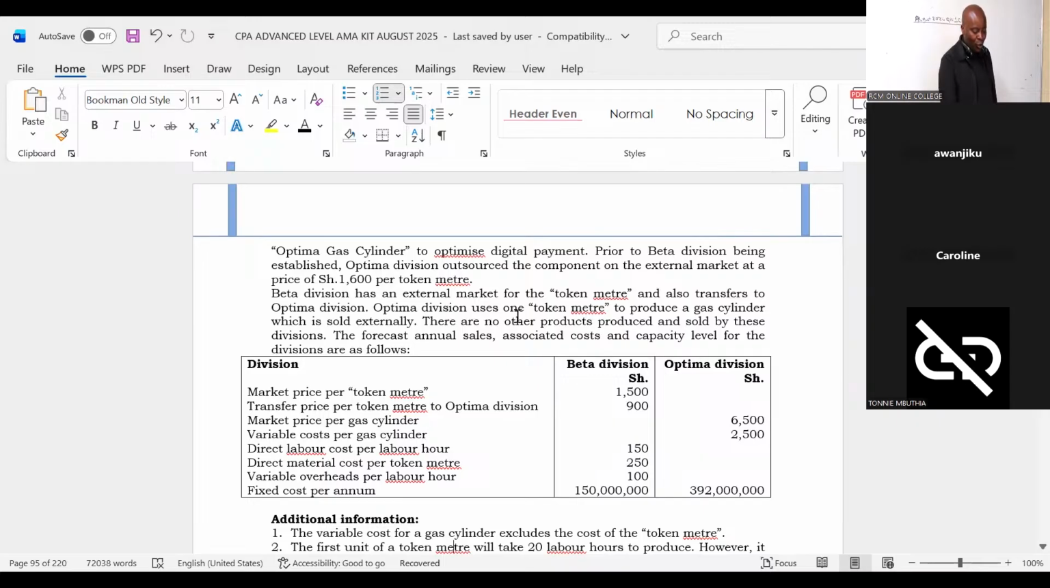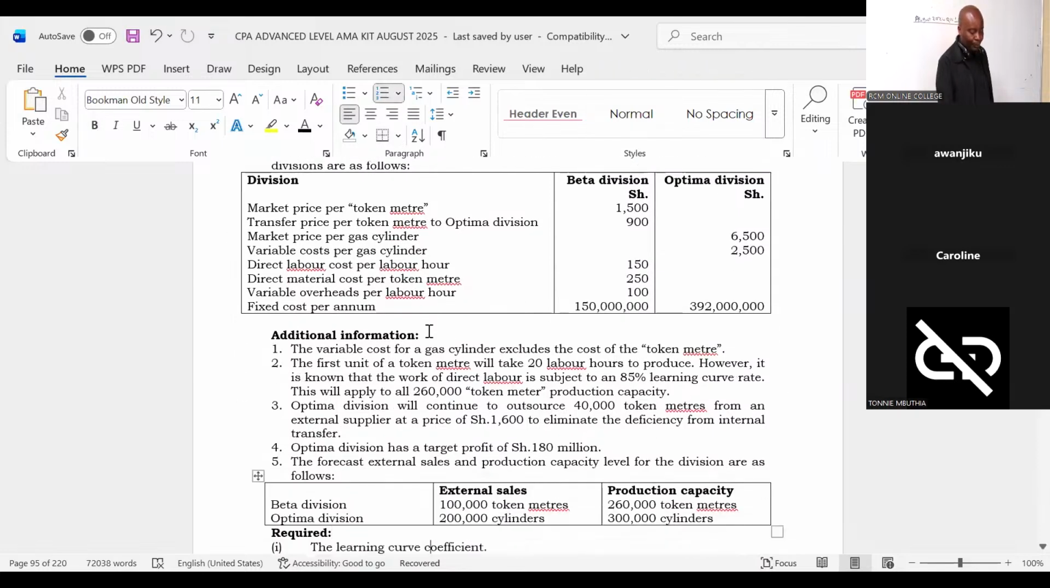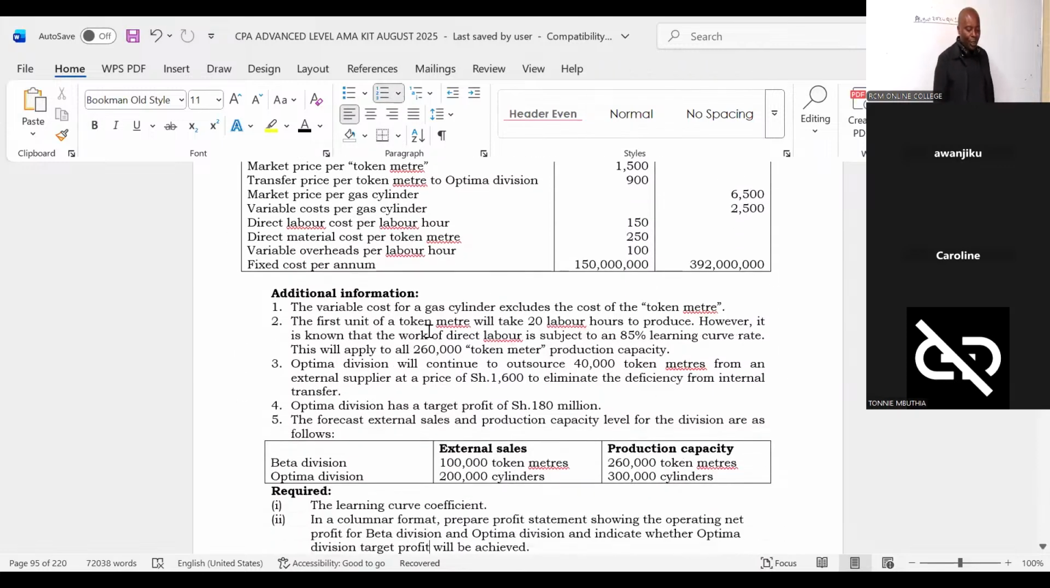Optima Division uses 1 token meter to produce a gas cylinder, which is sold externally. There are no other products produced and sold by these divisions. They forecast annual sales, associated costs, and the capacity level for the divisions as follows. They've given us so many things there. Additional information: the variable cost for a gas cylinder excludes the cost of the token meter.